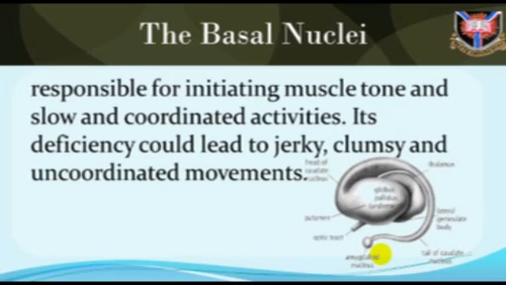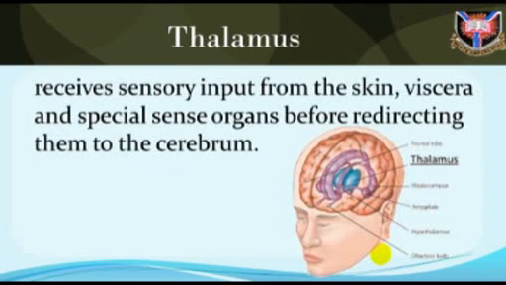They constitute part of the extrapyramidal tracts and are thought to be responsible for initiating muscle tone and slow and coordinated activities. Its deficiency could lead to jerky, clumsy, and uncoordinated movements. 2. Thalamus. It lies below the corpus callosum, one on each side of the third ventricle.